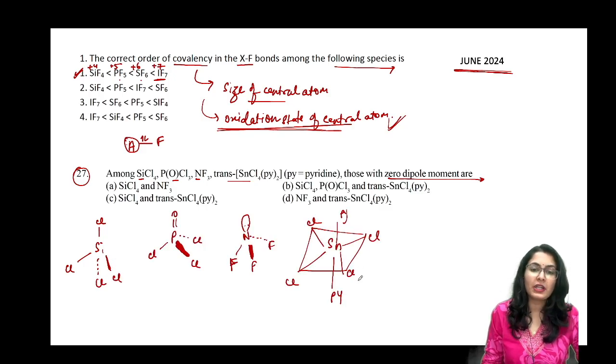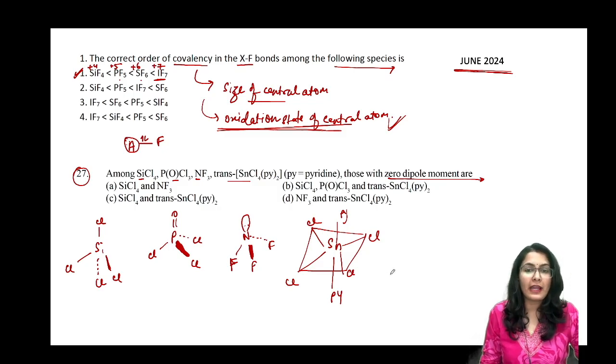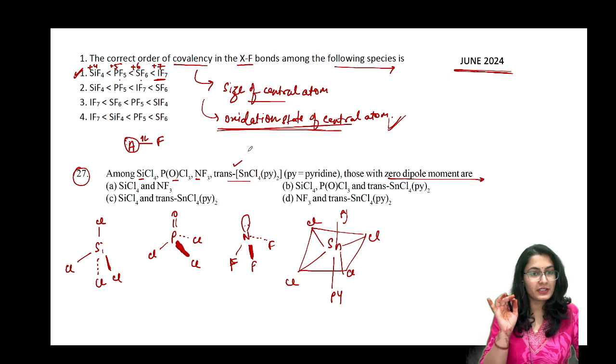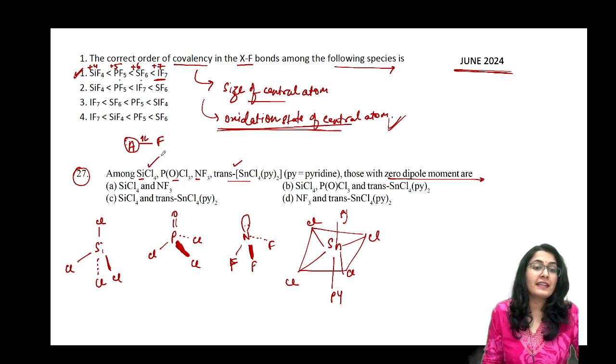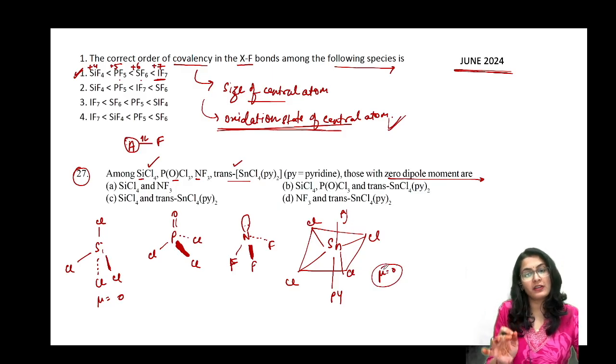Alright, so these are the structures of these four molecules. Which one has zero dipole moment? Definitely this one, because it is trans. Then SiCl4, because it is tetrahedral. Because of the perfect geometry, the dipole moment is cancelled out. And here also, because all the similar groups are trans, that's why the dipole moment is zero.